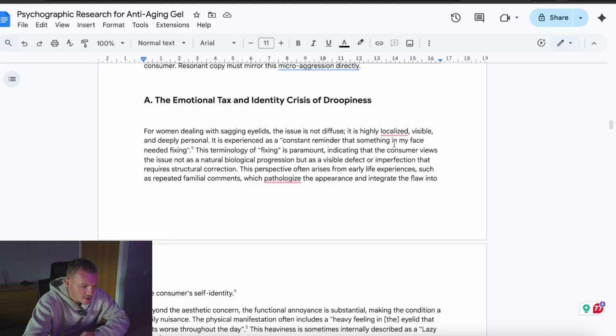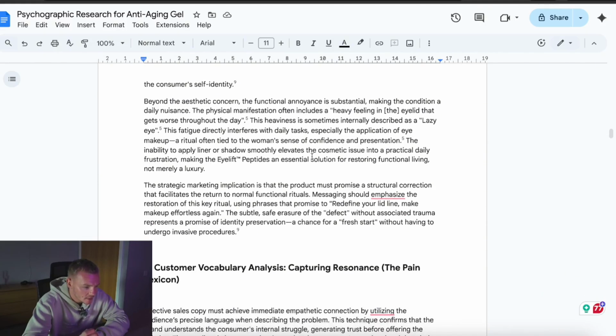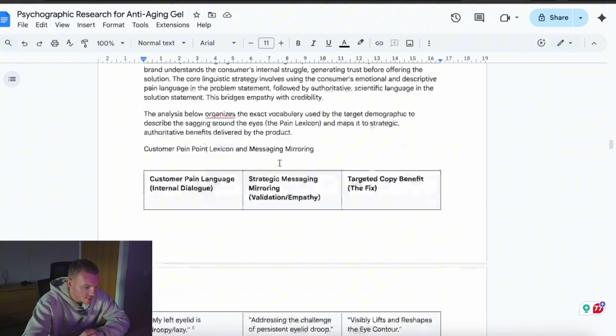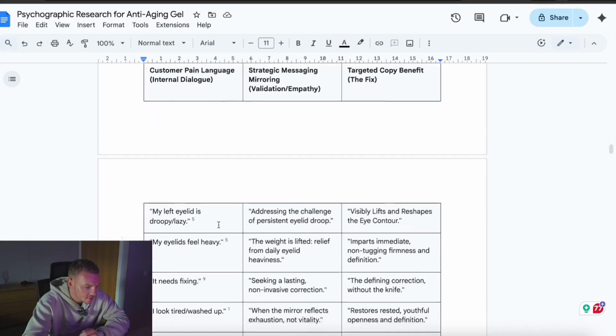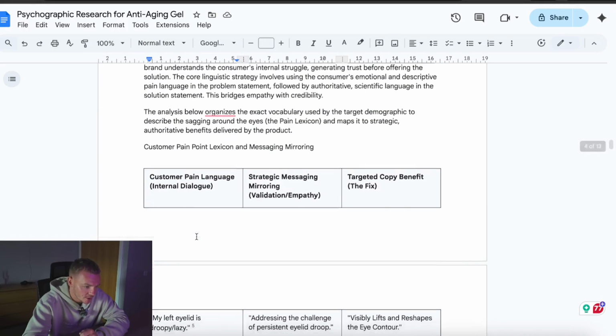The issue is not diffuse, it's highly localized, visible and deeply personal. It is experienced as a constant reminder that something in my face needs fixing. The terminology of fixing is paramount. So that's super important, because then what we can say is fix this problem, fix those sagging eyes. Heaviness, sometimes internally described as lazy eyes. Customer vocabulary. Right, now we're getting: my left eyelid is droopy and lazy, my eyelids feel heavy, it needs fixing, I look tired and washed up, trouble putting on makeup. That's a really good angle that we could pull out there.